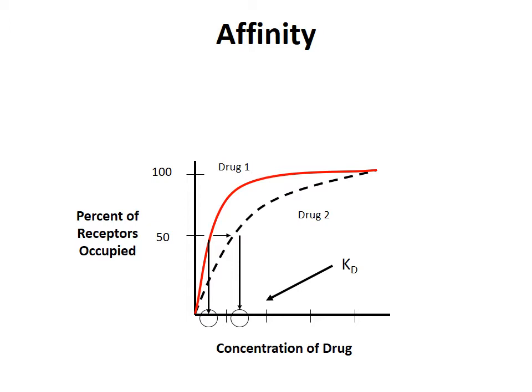Okay, so something you might notice immediately, if we're comparing two different drugs, you want to know which one has the higher affinity. Well, it's always the one that is shifted to the left. The furthest to the left is the highest affinity when you're doing a receptor occupancy, drug concentration type of curve.